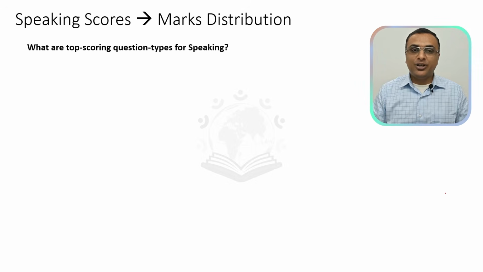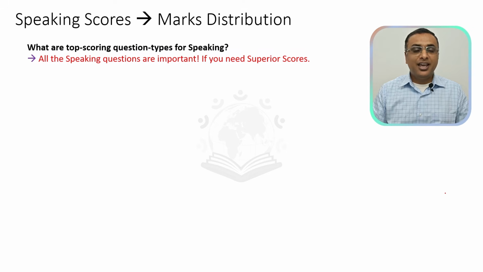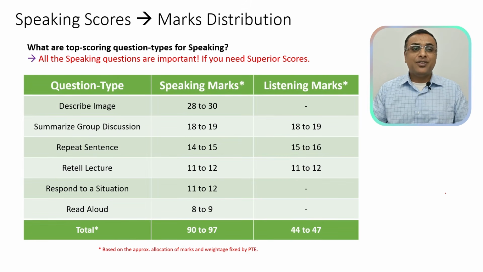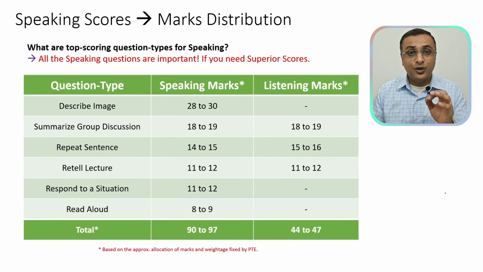Let's see the top scoring questions for the speaking module. If you want superior scores, I'm sure you would have to consider all the questions as important because PTE has set the score at 88 marks. Now let's look at the question types. It is describe image, which is the top scoring question of the speaking module, and it will give you about 28 to 30 marks for speaking alone.